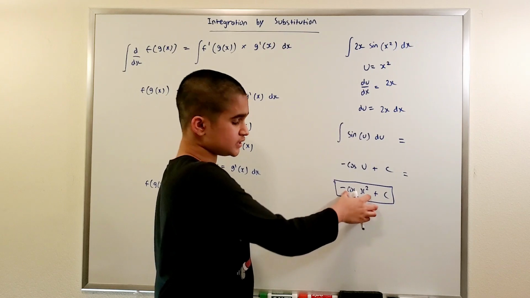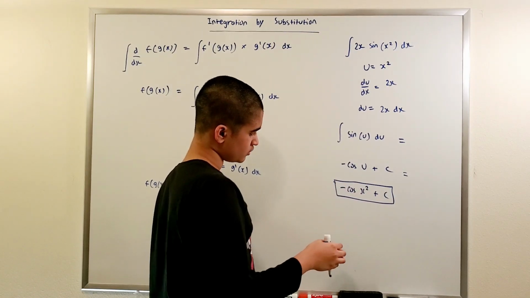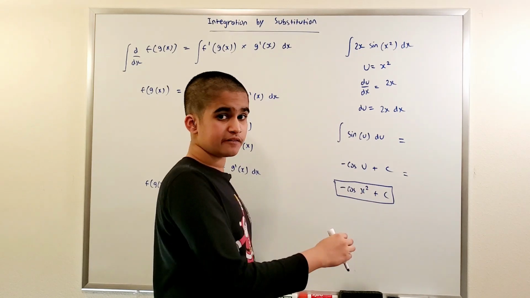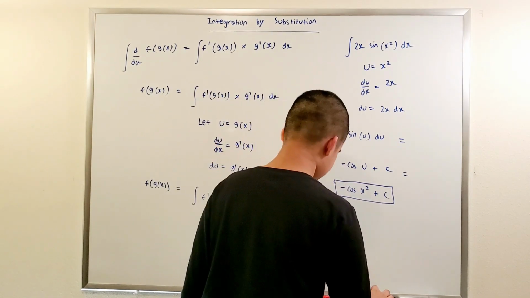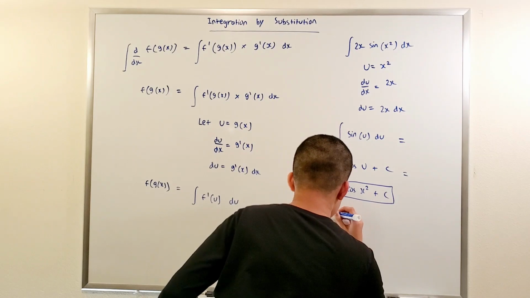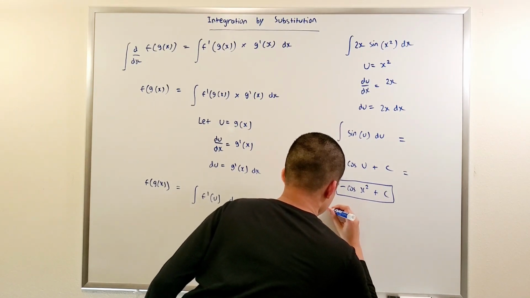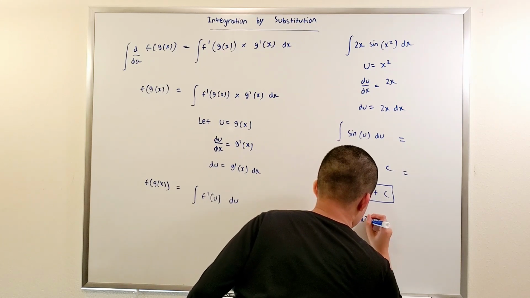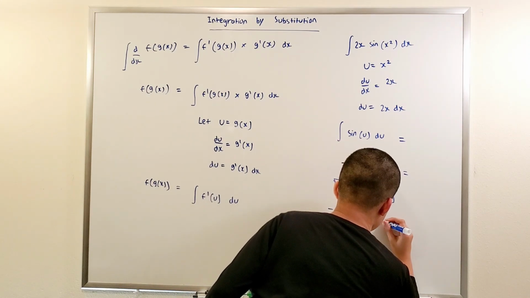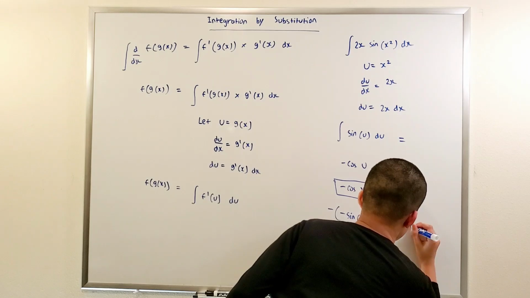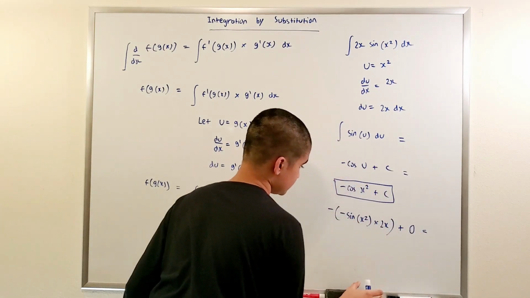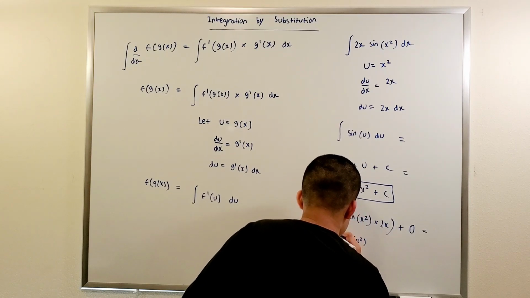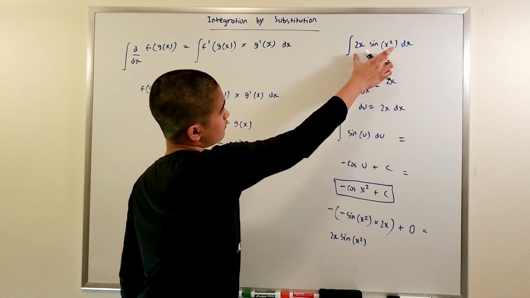We can differentiate this function by using the chain rule. Here, cos of x is my outer function and x squared is my inner function. Differentiating this, we get that the derivative is equal to minus of minus sine x squared times 2x plus 0. And this can be rewritten as sine of x squared times 2x, which is my original function.